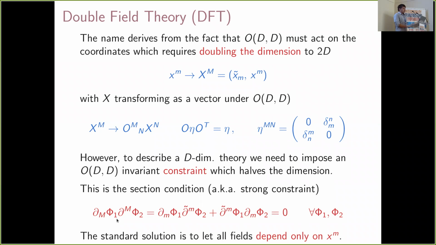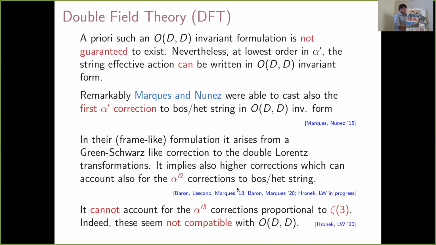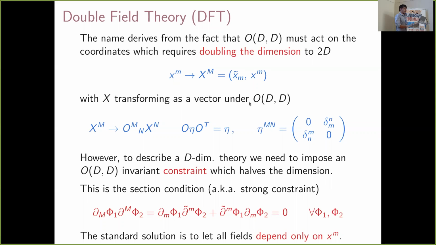And it says that for any two fields in the theory, phi1 and phi2, if we have a set of contracted derivatives, where this capital index M is contracted with the O(D,D) metric eta, then that should be 0. Now, if we write this out using the fact that this O(D,D) metric is off diagonal, we see that because of that, one of the derivatives is with respect to the coordinate x, and one is a derivative with respect to the coordinate x tilde, or the other way around.